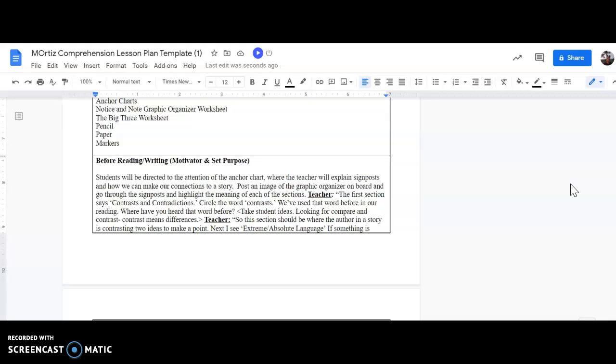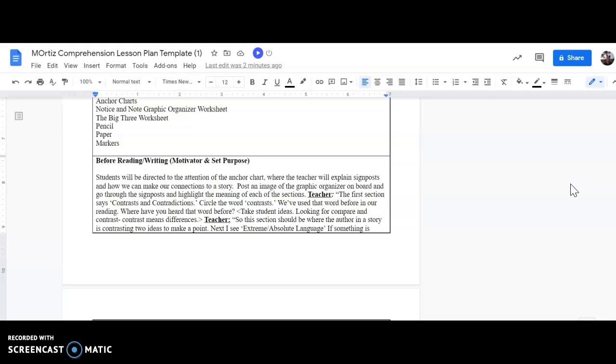Circle the word contrast. We've used that word before in reading. Where have you heard it before, right? I'm going to take ideas, look for compare and contrast. Contrast means different, and point that out. Teacher will go on to say, so this section should be where the author in a story is contrasting two ideas to make a point.